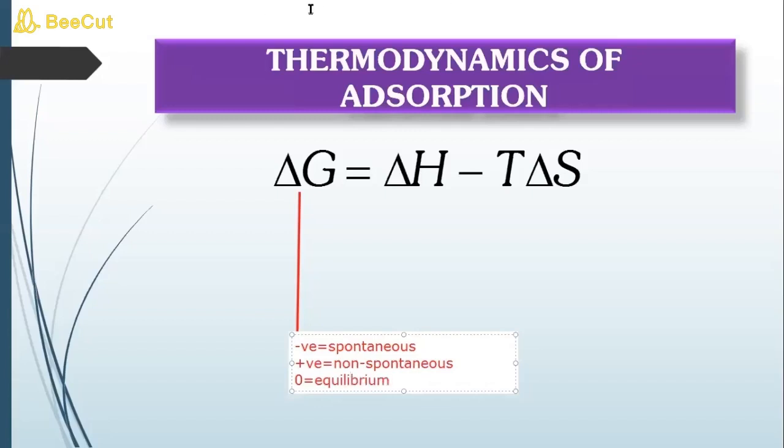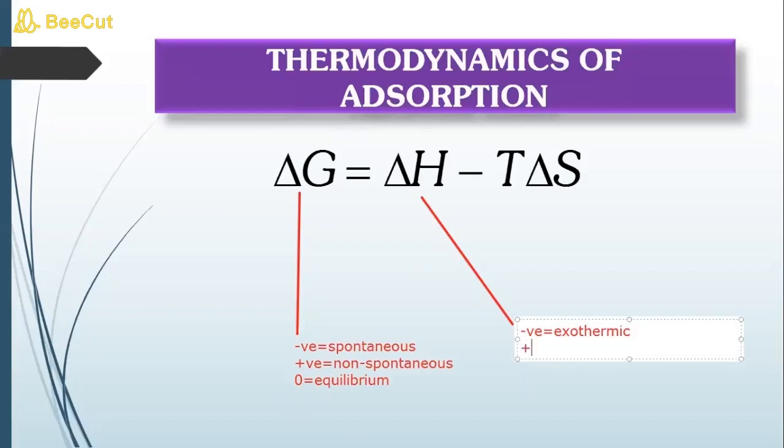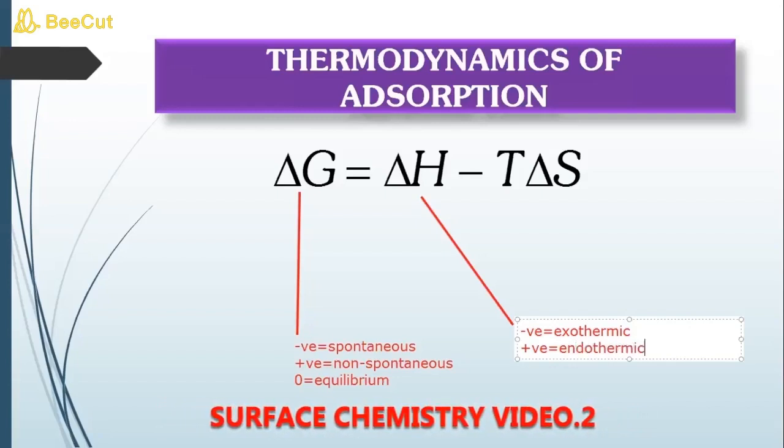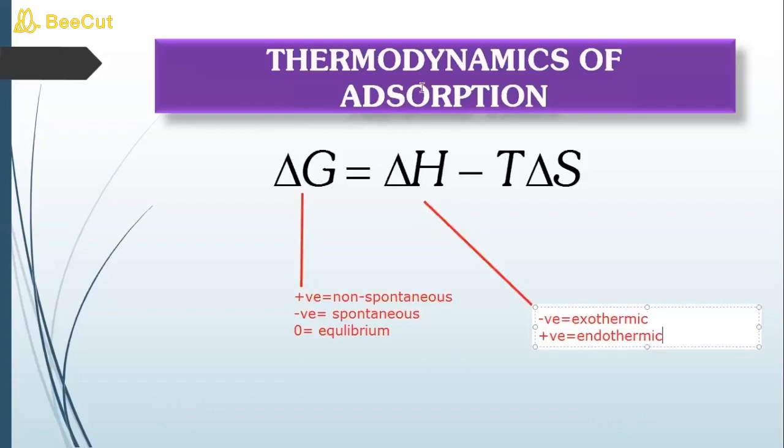And then we have one more term in the expression, that is delta H. Delta H is the change in enthalpy. If delta H is negative, that particular process is called an exothermic process. And if delta H is positive, it is called an endothermic process. Here we have T. T stands for temperature in Kelvin. Temperature in Kelvin scale.